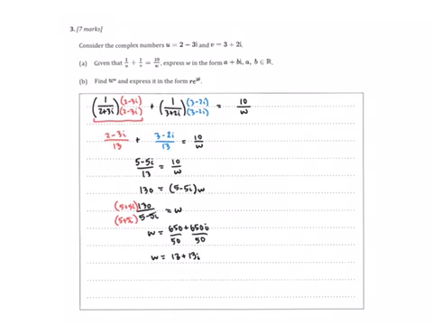Okay, there you go. There's part A complete. Let's look at part B. Find w star and express it in the form r e to the i theta. Okay, so w star is going to equal 13 minus 13i.